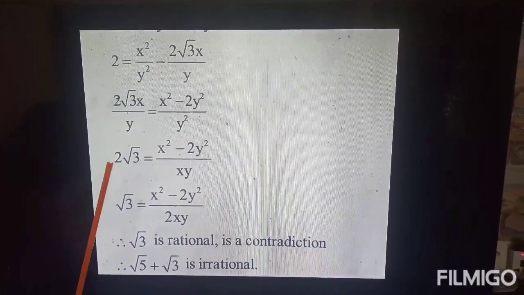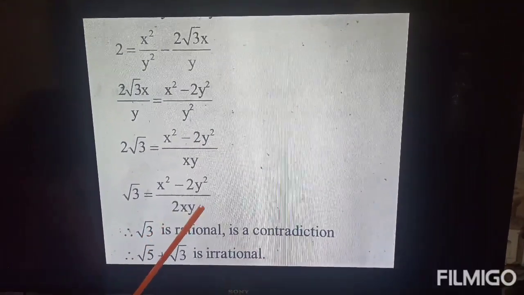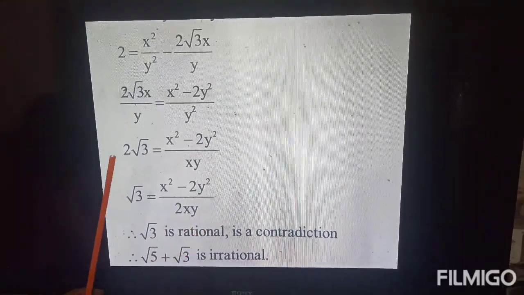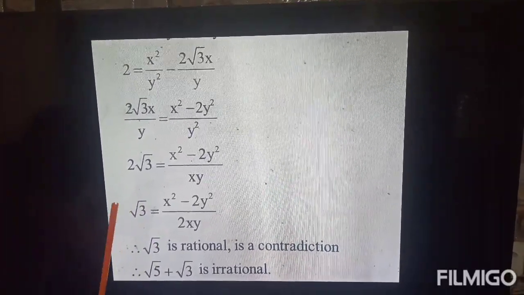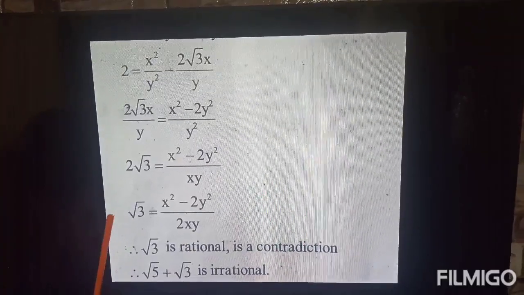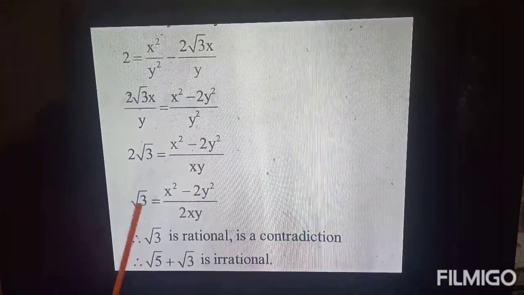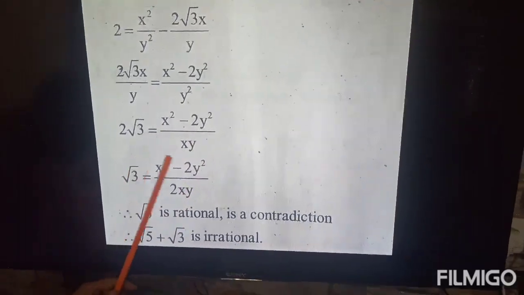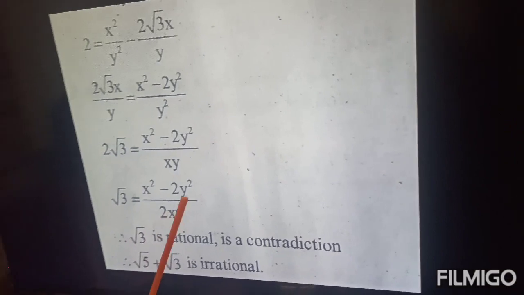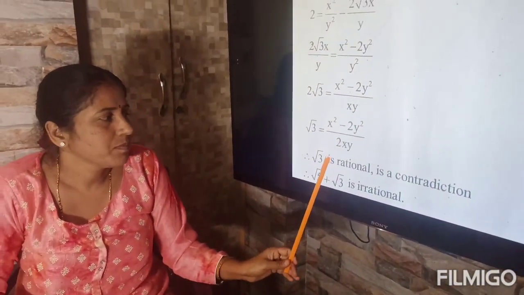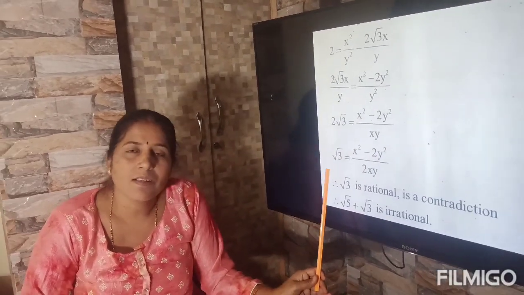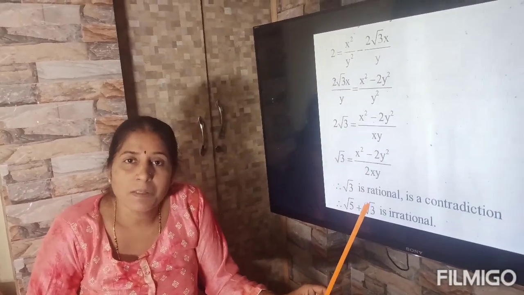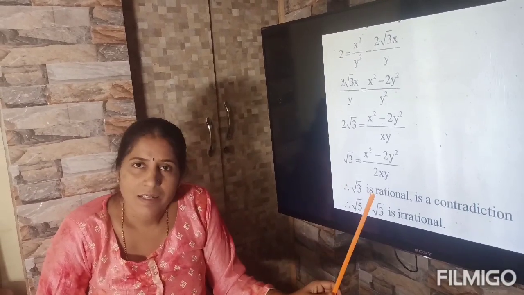Okay. Then again we have to take 2 towards the right side. Then only root 3 remains. Now what we were proving, that we got. Root 3 on the left side, everything else on the right side. It becomes a rational number. Now if it is rational, it means this root 3 is also rational. But we know that it is not rational.